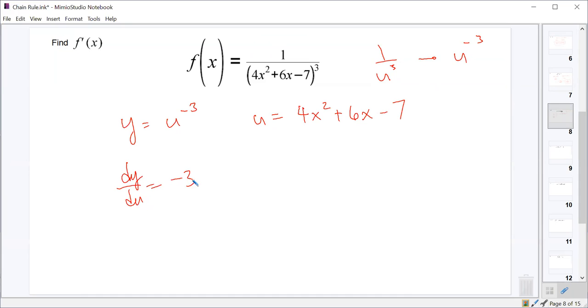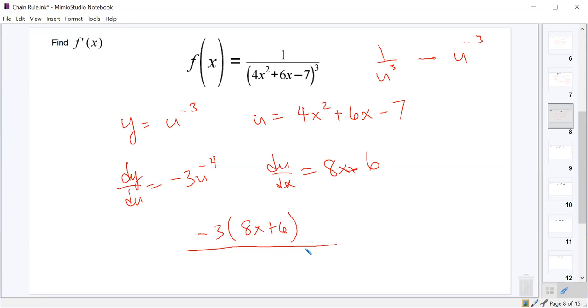-3u to the -4. Yeah. And then du dx ought to just be 8x plus 6, right? So multiply them together. Let's see, we have a -3, right? So -3, and then an 8x plus 6, and then over u to the 4th. Yeah. Anybody have an issue with that?